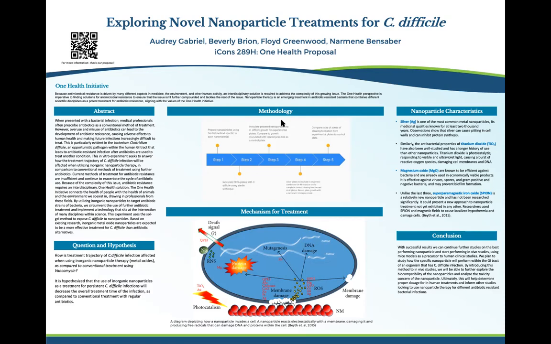Similarly, titanium dioxide has also been well studied. Titanium dioxide is photocatalytic, responding to visible and ultraviolet light, causing a burst of reactive oxygen species, damaging cell membranes and DNA. Magnesium oxide is known to be efficient against bacteria and is already used in economically viable products, despite being less well researched than the previous two. It is effective against viruses, spores, and gram-positive and gram-negative bacteria, and may prevent biofilm formation.